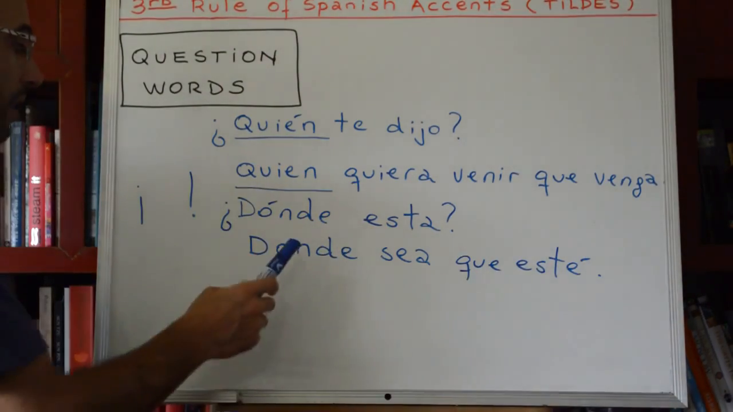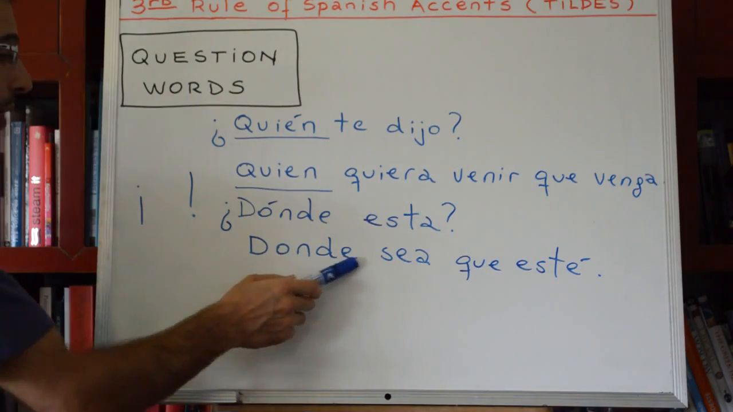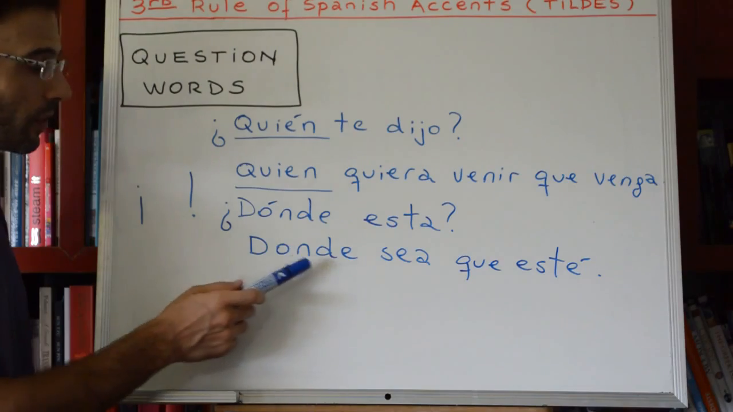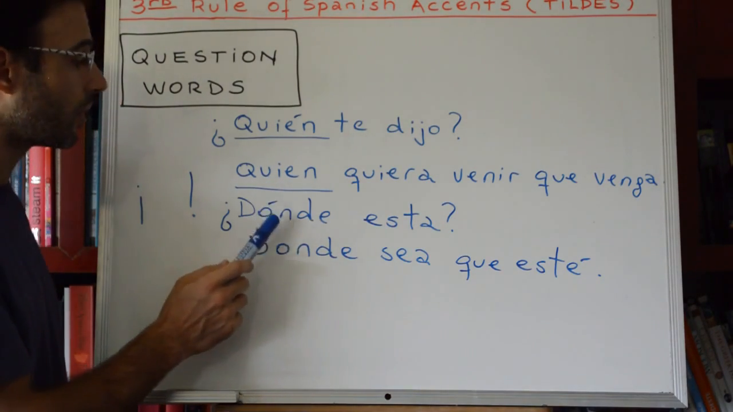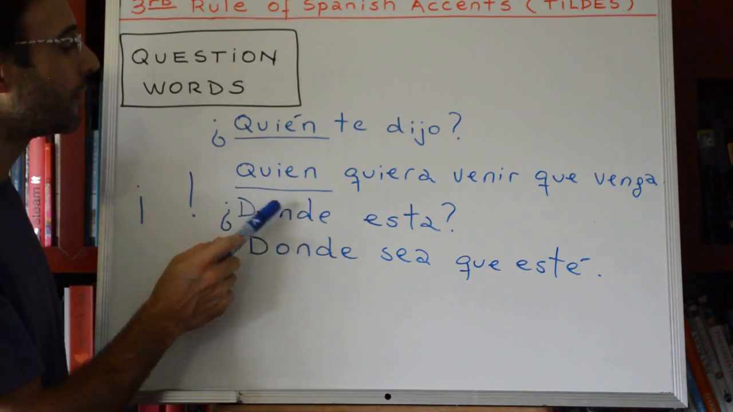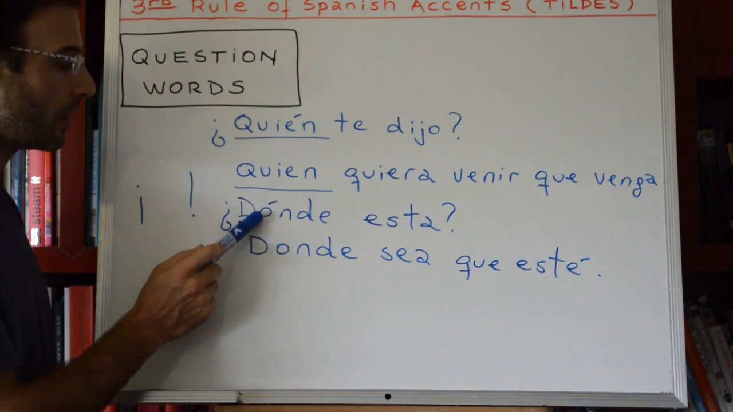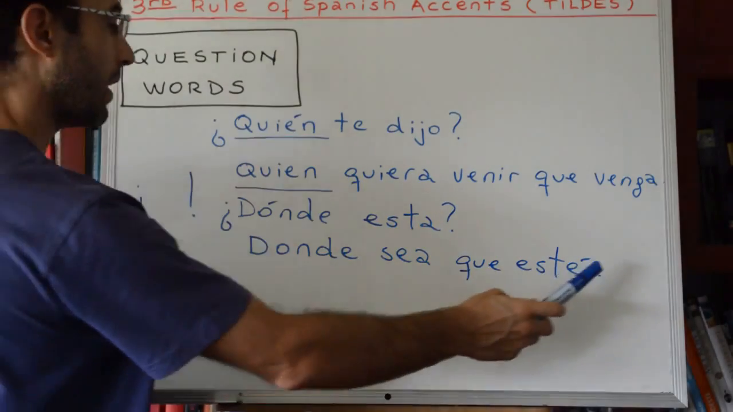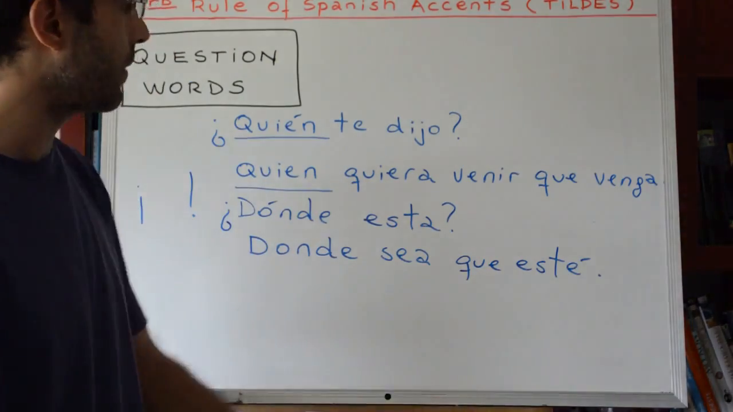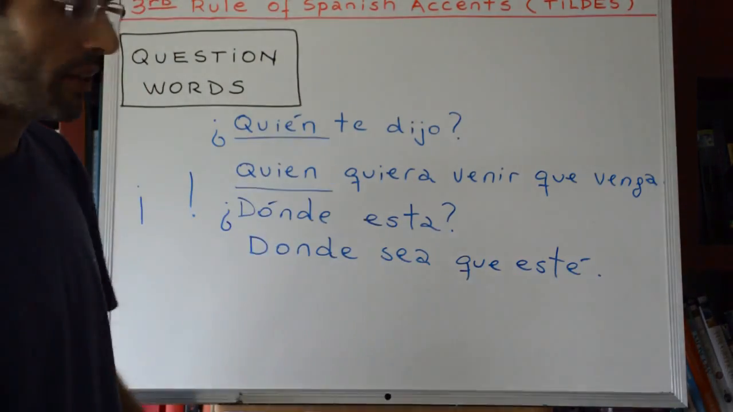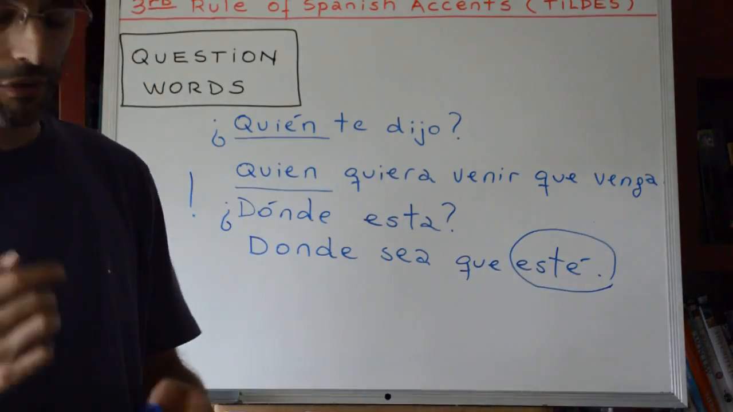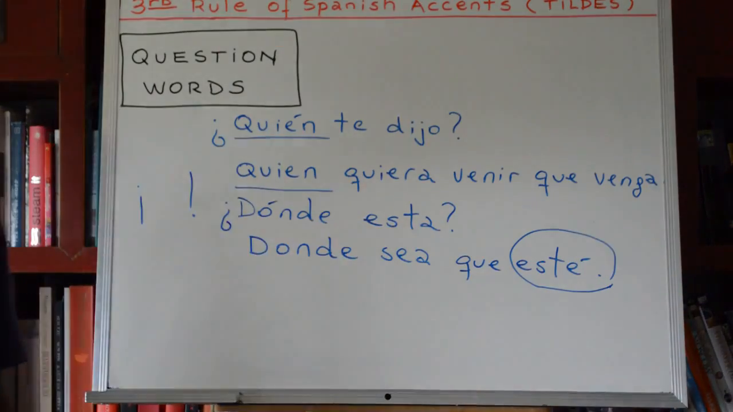So, here the question word is not involved in a question, therefore it's not a question word anymore and it's not carrying a tilde. Here, it is a question word, it's involved in a question, therefore it carries a tilde. Here we have a tilde, but this has nothing to do with the third rule. This tilde here corresponds to the first rule of the Spanish accents, which I have already taught before, okay?